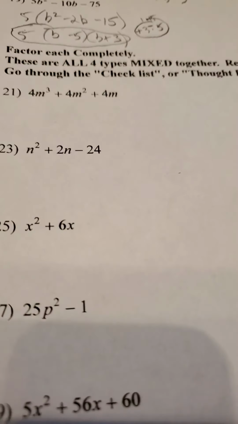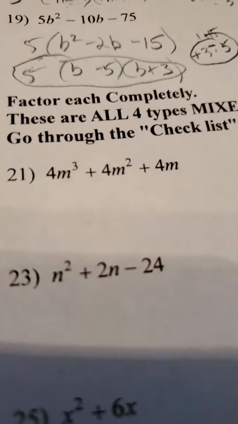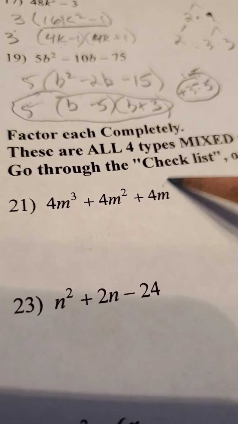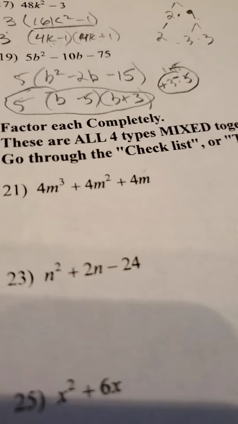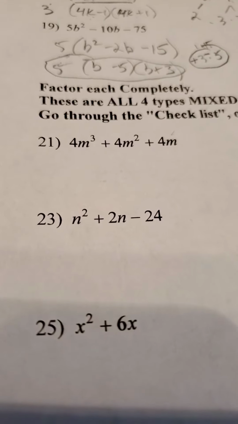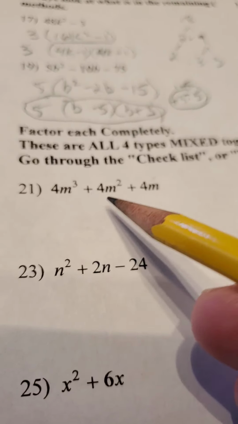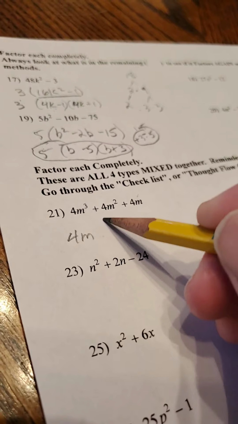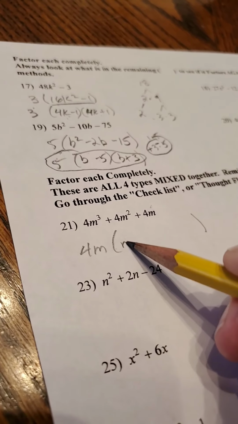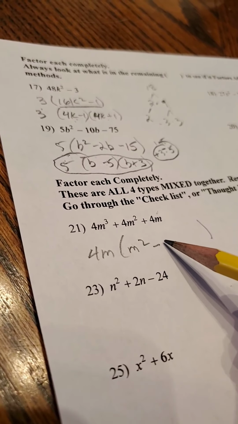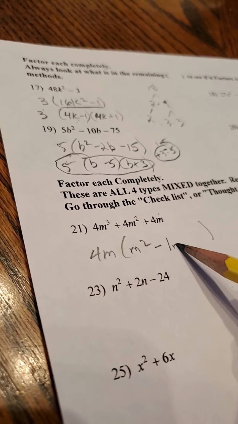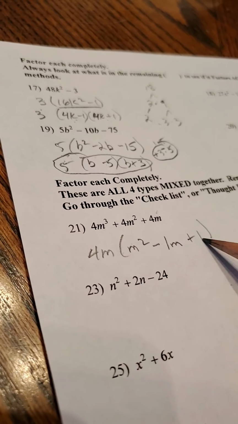Okay? Now, the rest of this page is just a mixture of all of them. It could be a GCF, it could be a special binomial, it could be an easy math game, it could be a hard math game. Just go through your thought flow chart. Okay, go through your checklist or your thought flow chart. These all divide by 4 and m, so I'm going to pull a 4m out. What's left is an m squared, a minus 1m, and a plus 1.